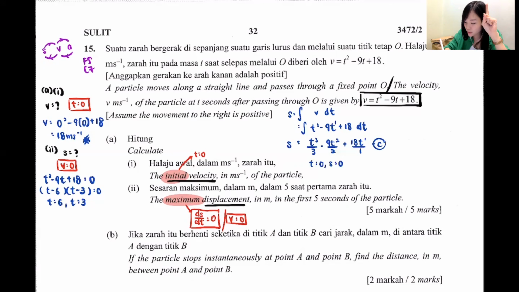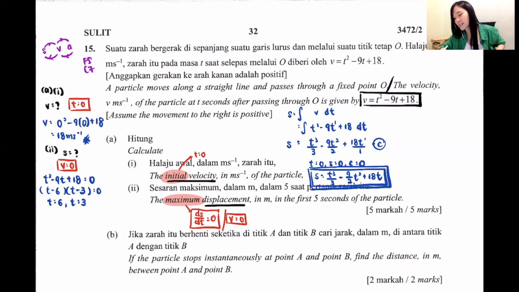But of course, you cannot just straight write 0. You must tell them when T is 0, that means at the starting, T is 0, the S is 0, that means you start from the origin, so S is 0. Therefore, your C is also 0. So S equals T cubed over 3 minus 9 over 2 T squared plus 18T. The C is 0, I don't think need to write. Okay, just like that. Do you guys realize that I already get my S equation? Correct?